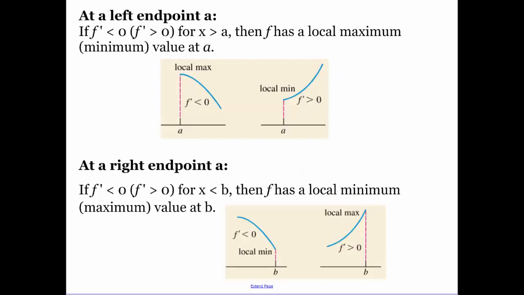Now at an endpoint, if your first derivative is negative, then you have a local maximum at a left endpoint. If your first derivative is positive for x greater than it, you're going to have a local minimum. And then at the right endpoint, if your derivative is decreasing for numbers less than our value of b, then you're going to have a minimum at that right endpoint. And at our right endpoint, if you're increasing for numbers less than that value of b, then you're going to have a local maximum.